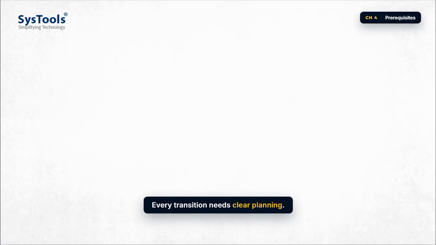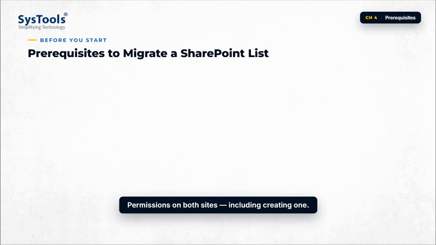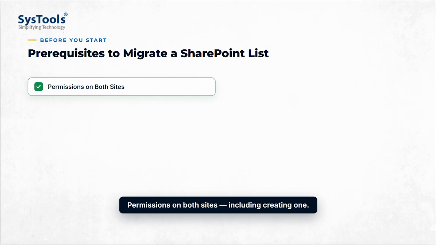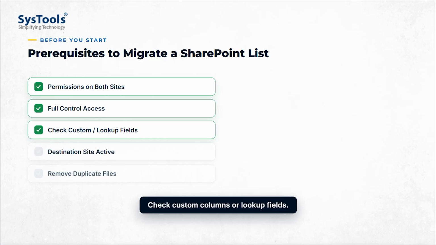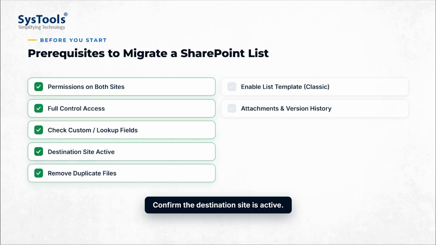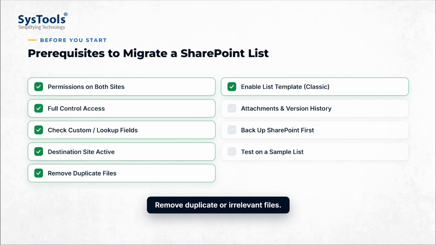Every transition needs clear planning, so follow these pre-migration steps. Make sure you have permissions on both sites, including creating one. Verify full control access on the source and target sites. Check if the list uses custom columns or lookup fields. Confirm the destination site is active and accessible. Find and remove duplicate or irrelevant files to minimize migration time.